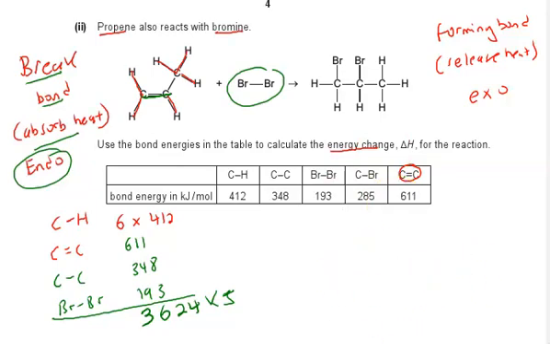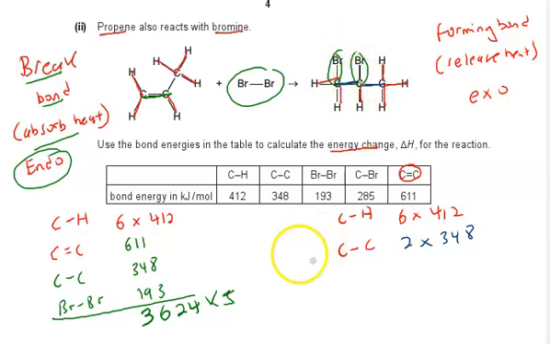Now for forming the bond, let me change my color again. Now we look at the C and H. CH bond: 1, 2, 3, 4, 5 and 6. Still the same 6. And then we look at the single bond of carbon to carbon. 1 and 2, so we have 2 there. Each of them is 348. Now we look at carbon and bromine. Here we have 2, and each of them is 285.